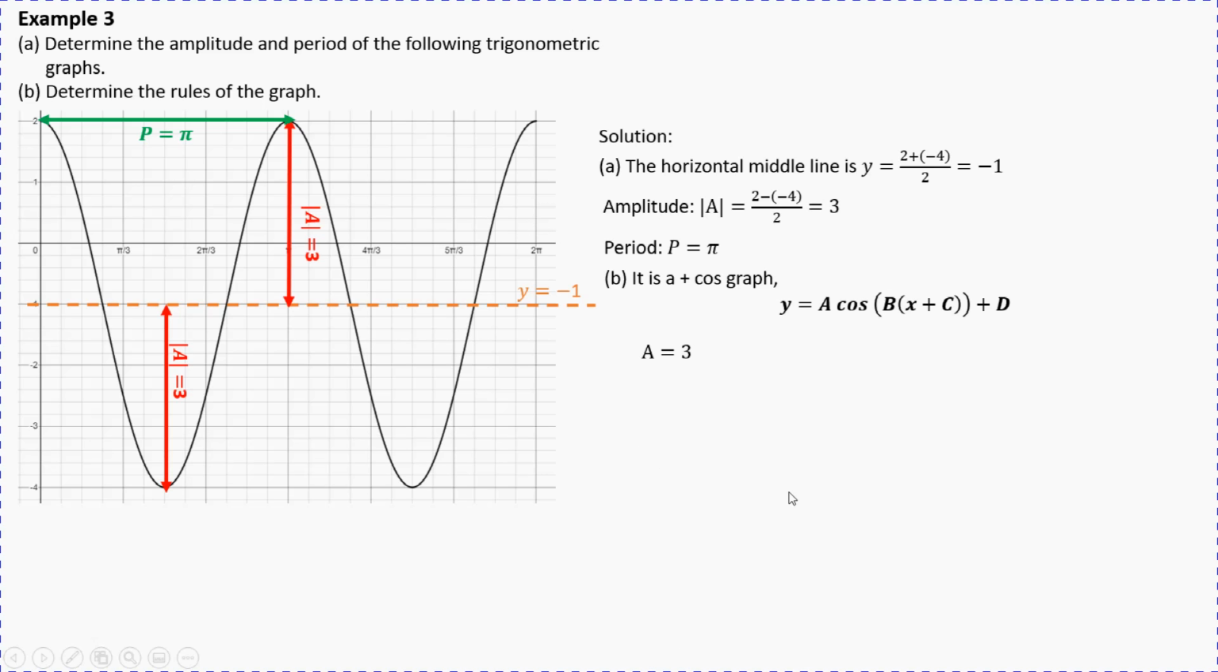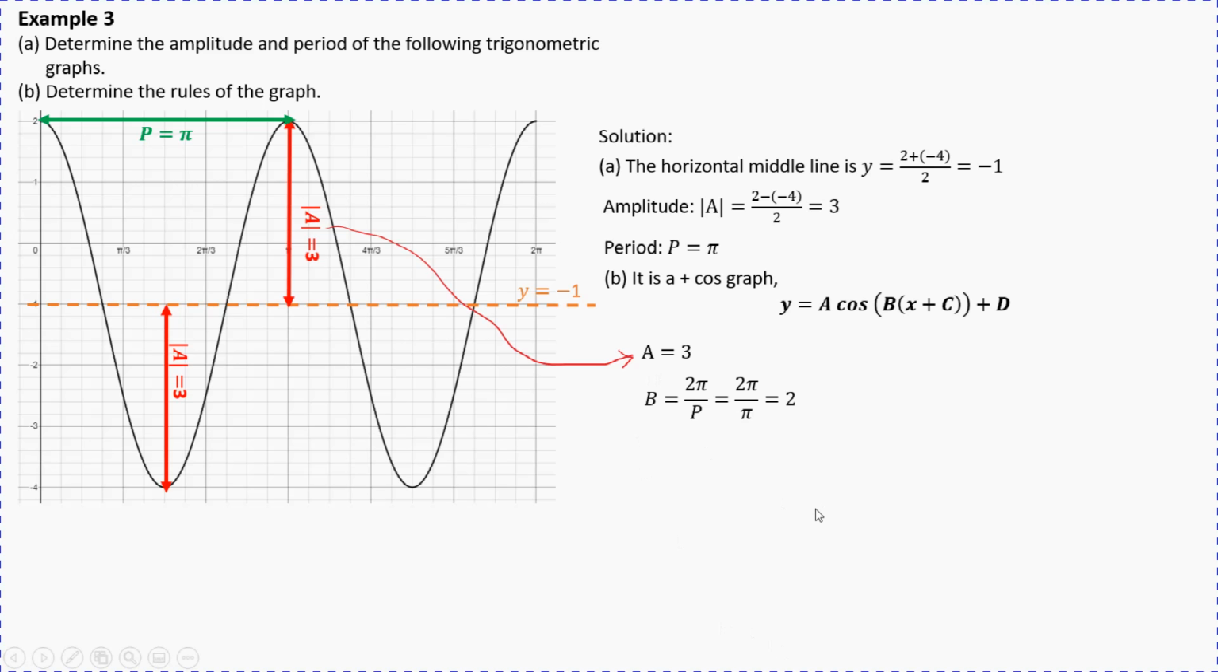Okay, and the next number, I will indicate how you can get this 3. The next number you want to get is B. B is 2 pi over period, because period equals 2 pi over B, so that means B equals 2 pi over period. And the period, we found, is pi, so 2 pi over pi is 2.